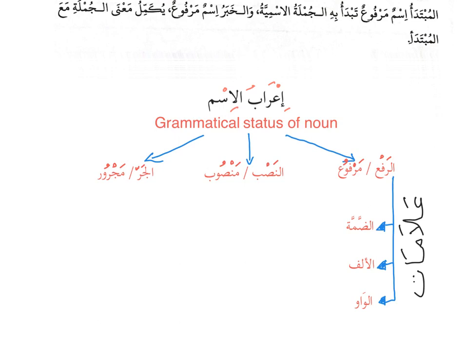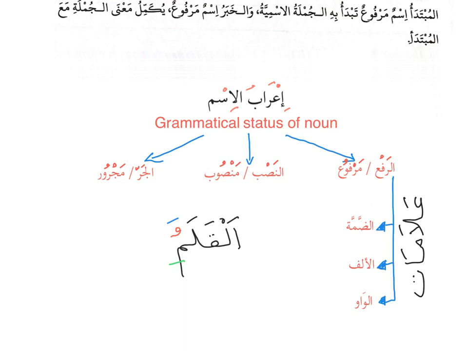Let's see what I mean by a different ending. We take an example, the word al-qalam, which means the pen. Sometimes you will read al-qalamu, sometimes al-qalama, and sometimes al-qalami. So the ending of the word will change according to the state of the word.